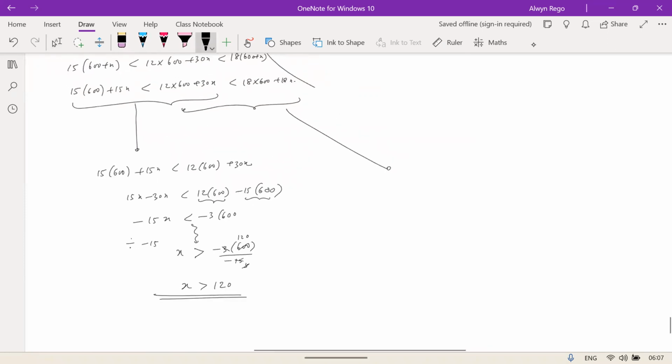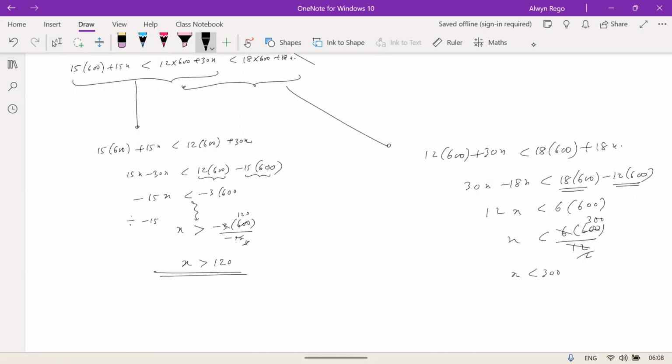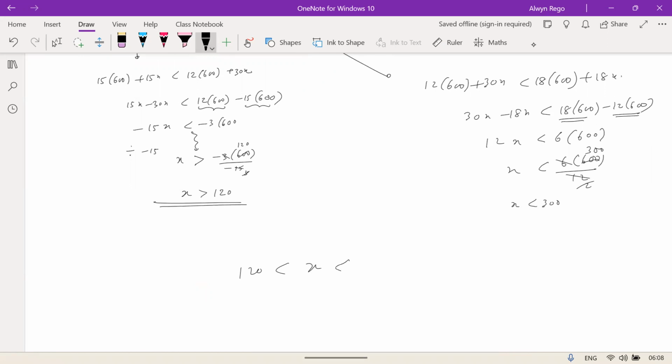Now if you go with the other one, you find that 12 times 600 plus 30 times X is less than 18 times 600 plus 18 times X. Therefore, 30 times X minus 18 times X is less than 18 times 600 minus 12 times 600. Therefore, 12 times X is less than 18 times something minus 12 times the same thing, which is 6 times 600. Therefore, X is less than 6 times 600 divided by 12, which is 300. Therefore, X is less than 300. So X must be more than 120 and less than 300.